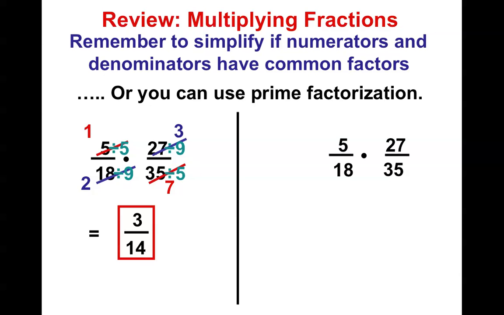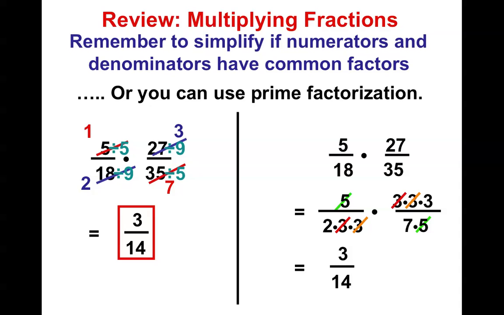I know a lot of people like to use prime factorization in this method. So if you break apart the 18, you'll notice that 18 is 2 times 3, which is 6, and 6 times 3 is 18. So you can do what's called prime factorization, or decomposing the number. And once you do that, now you can just find all your matches. Same numerator, same denominator equals 1, same numerator, same denominator equals 1, and same numerator, same denominator equals 1. What are we left with? 1 times 3, which is 3, and 2 times 7, which is 14. Same answer.